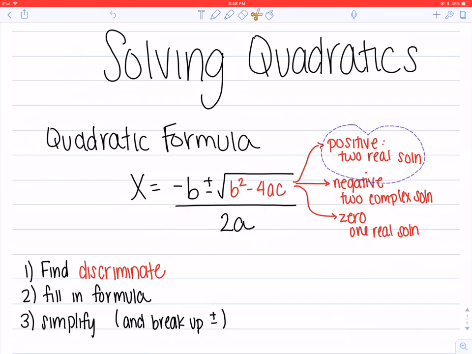If your discriminant is positive, you'll have two real solutions. If your discriminant is negative, you'll have two complex solutions, which means you'll have an i in your answer. If your discriminant is 0, then you'll have just one real solution. So your three steps are to find the discriminant first, the b squared minus 4ac. Once you find that, you take that number, plug a, b, and c into the formula, and then simplify and split it up.